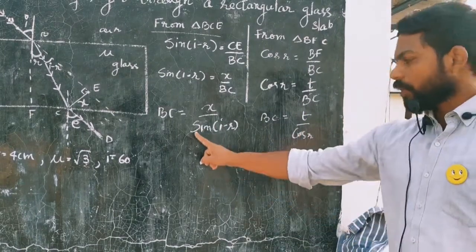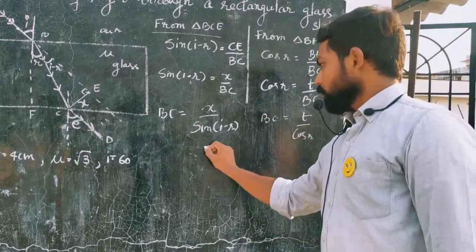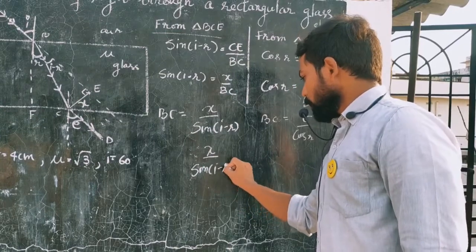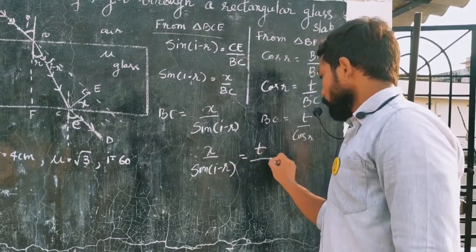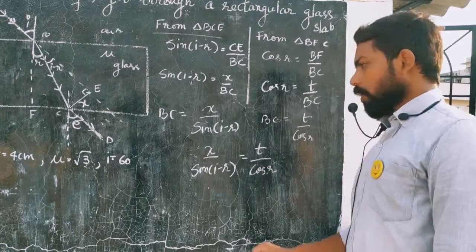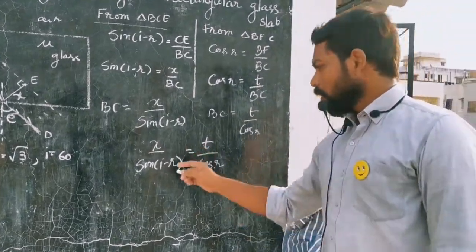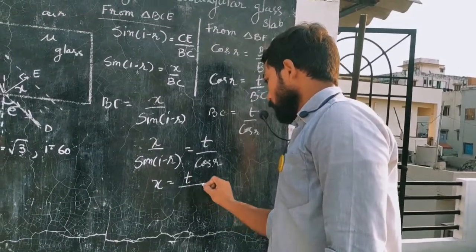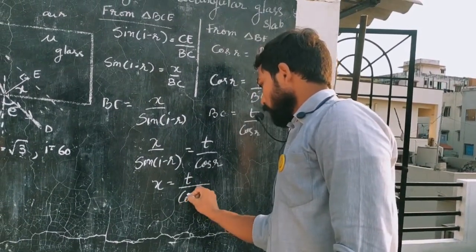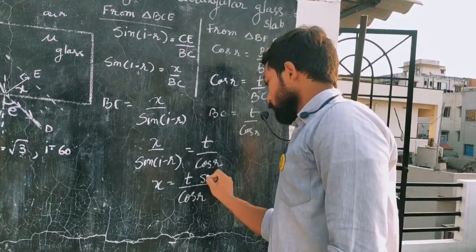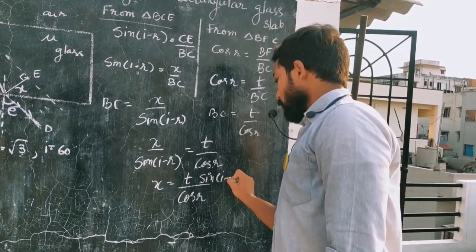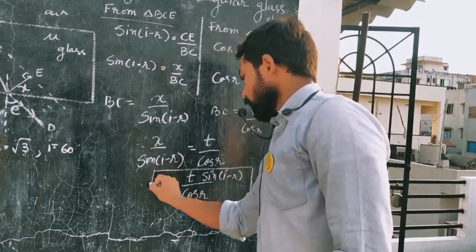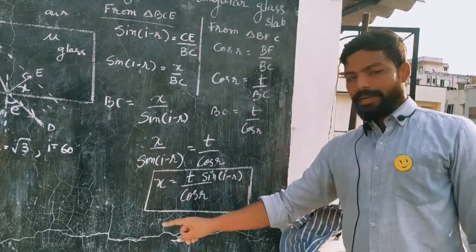Equating these two relations, we get x by sine of I minus r is equal to t by cos r. Now from here, x is equal to t sine of I minus r by cos r. So this is the relation we finally made for lateral displacement.